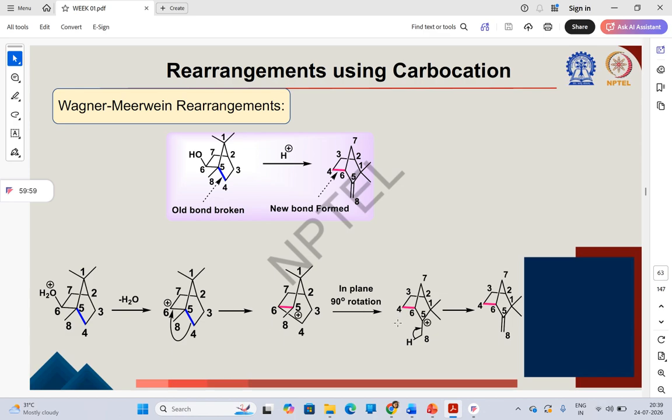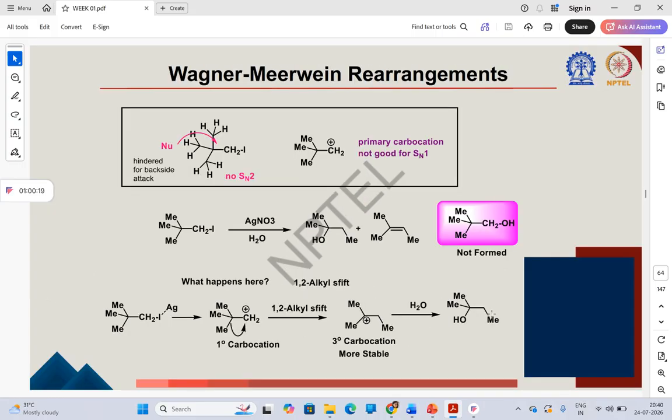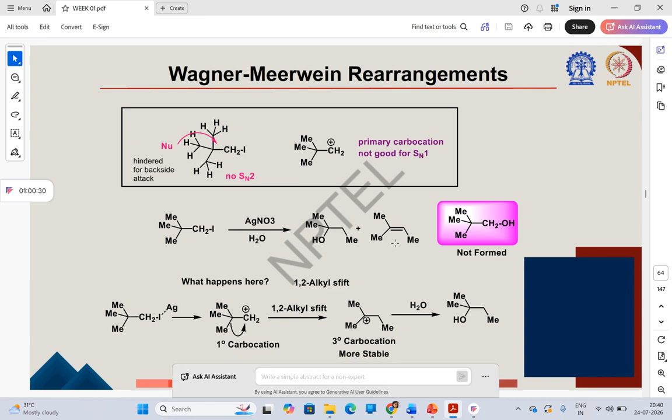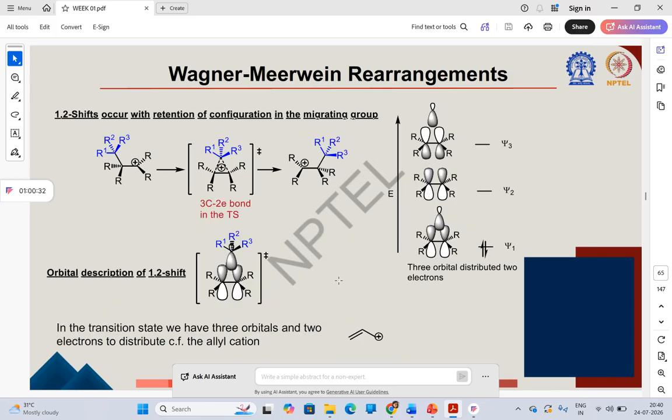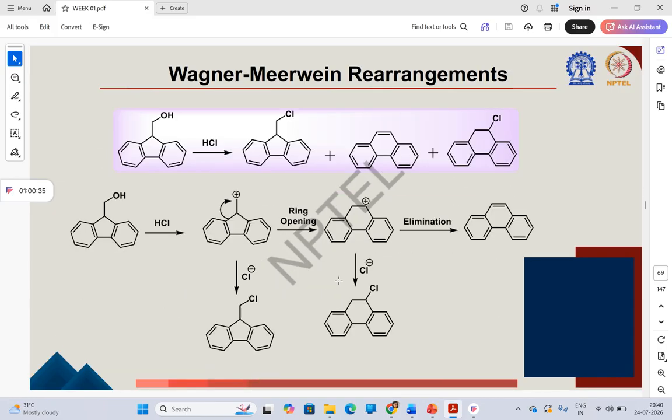Then if we rotate this compound, we find that this intermediate can also be written this way, and then proton elimination will result in the formation of a double bond, which will give product A. We have a few examples where we can see this type of rearrangement reaction.